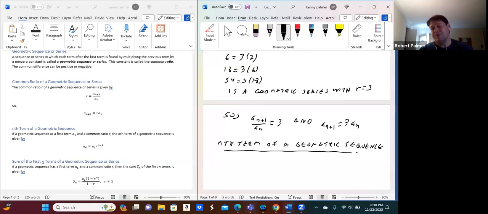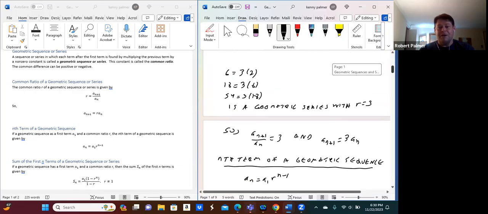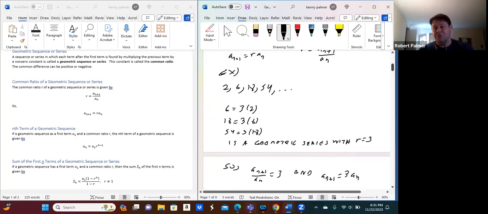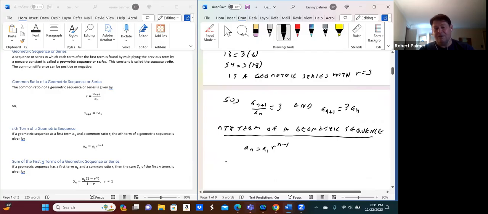Okay, so the nth term of a geometric sequence is given by this formula: a_n is equal to a_1 times r to the n minus 1. Okay, so we can find any term we want. For example, just to verify this one right here, let's say in this series we have, let's write down again, 2, 6, 18, 54, and so forth. Then here, of course, our a_1 is 2, and our r is 3.